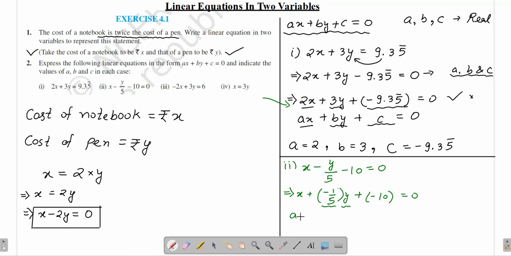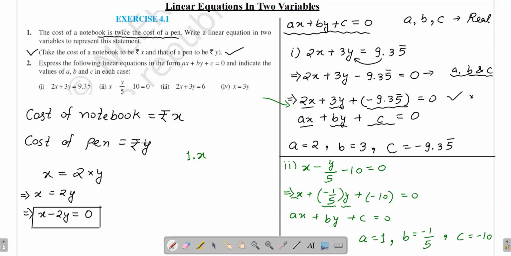So now if you compare it with ax plus by plus c is equals to 0, we all will be getting the value of a. Now see, there is nothing written before x. We all know that if somewhere I have written only x, it means it is 1 times x. So always we consider its coefficient as 1. So we will get the value of a as 1. The value of b from there is minus 1 by 5, and that of c is minus 10.